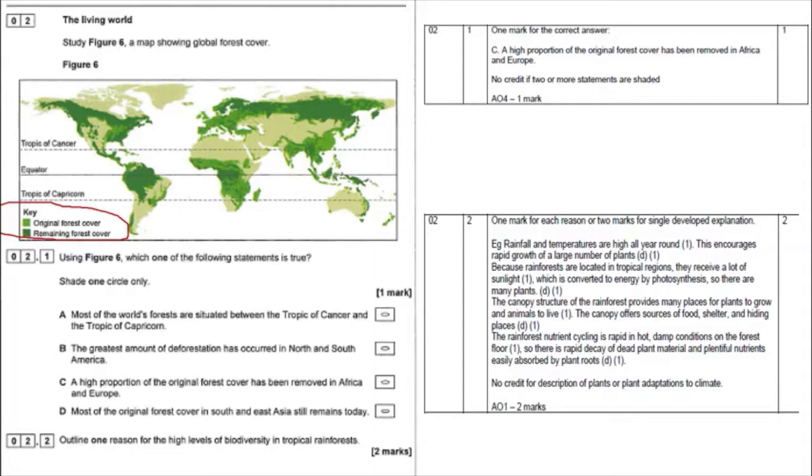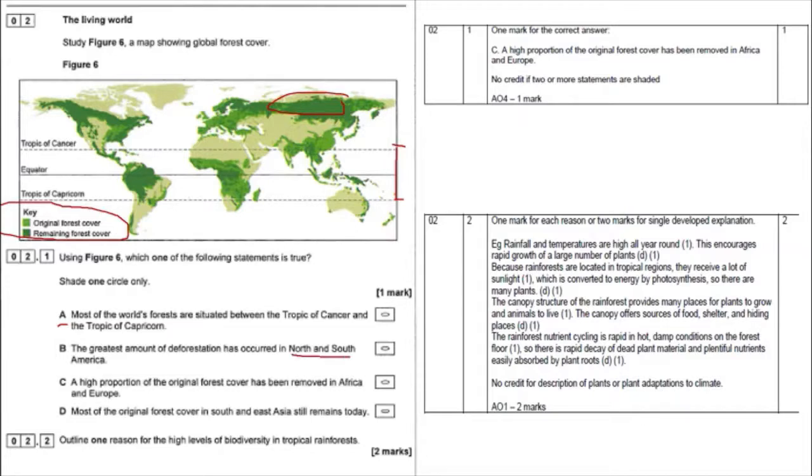Basically, with this one, you go through each statement and see if it's true. If it's not true, you move on to the next one. When you find one that's true and you're confident it's true, you don't worry about the others. Number A says most of the world's forests are situated between the tropic of Cancer and tropic of Capricorn. So I would expect them to be in this bit here. And actually, if we have a look, there's loads of green over here. It can't be true.